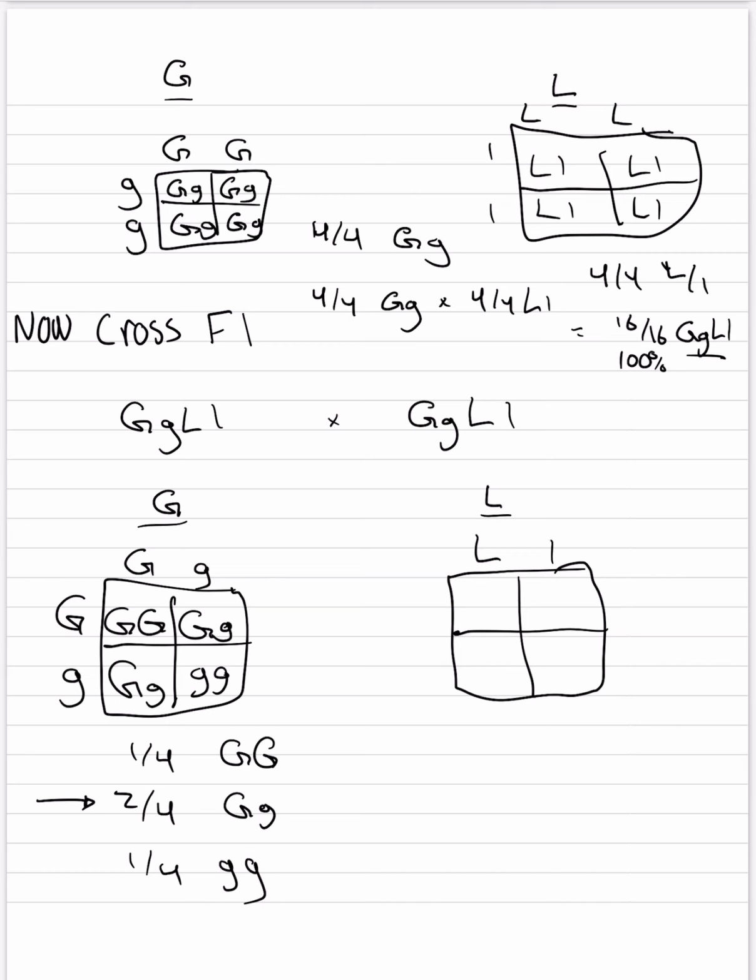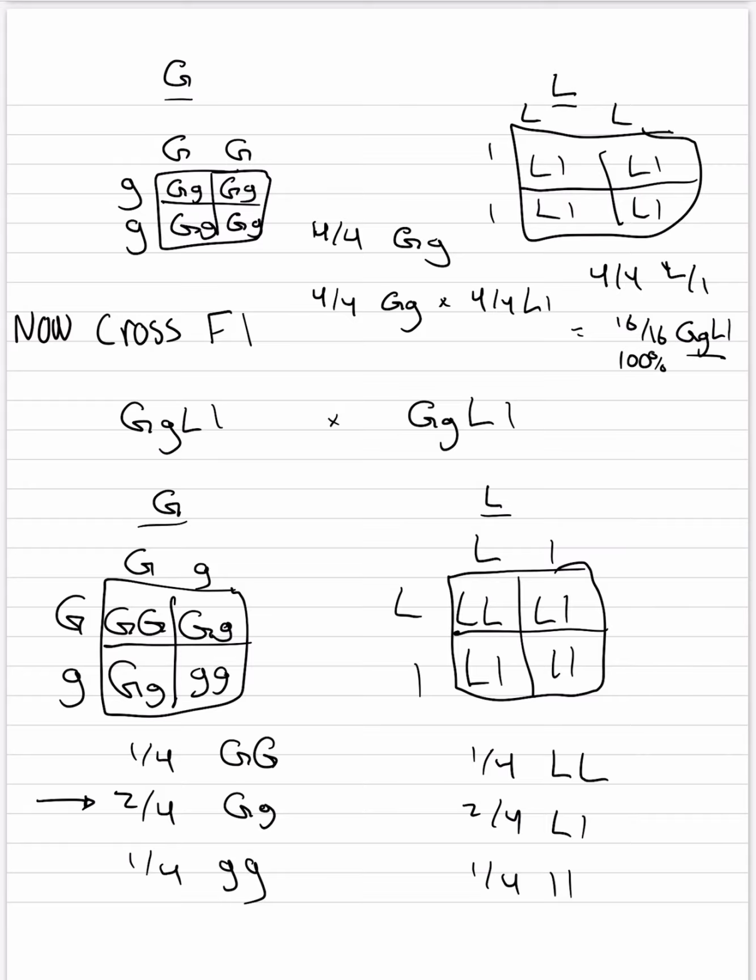Now for the L gene, if we do the same, we have big L, little l, big L, little l, and we'll end up with the same ratios: a quarter of them being homozygous dominant, half of them being heterozygous, and a quarter of them being homozygous recessive.